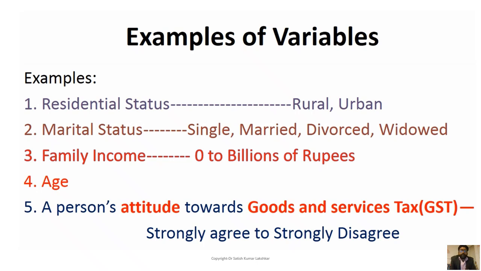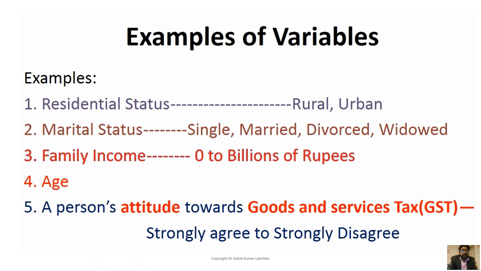A variable is a quantity that varies over a period of time. Variable is different from constant. A constant is a value that always remains the same, whereas a variable keeps on changing. Let's talk about some more examples. For example, residential status. The residential status of any individual may be rural or urban. Again, this is a case of variable. Marital status: someone may be married, single, divorced, or widow. These are the different values. This is not a constant, so it varies from person to person.